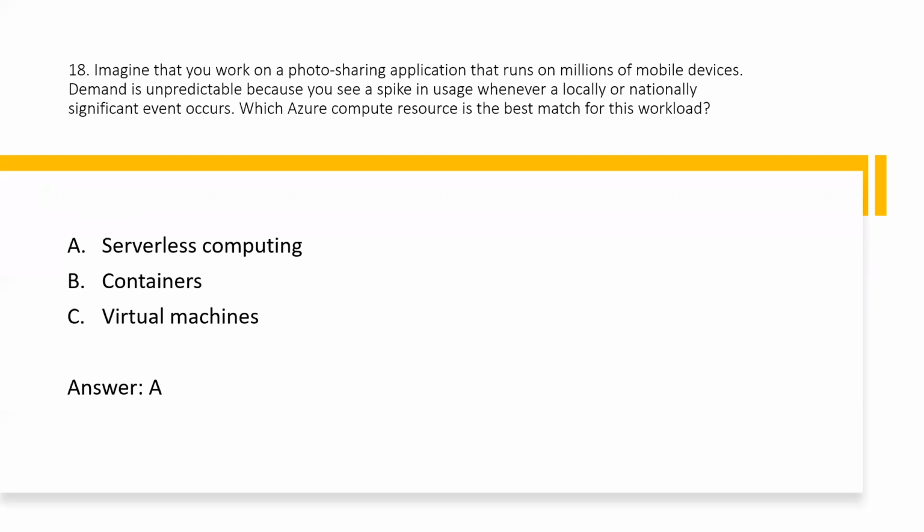The previous question asked for the quickest route to host the application. That was virtual machine. But here, in this question, we see demand is unpredictable because you see a spike in usage whenever a locally or nationally significant event occurs. Here is the right answer, serverless computing.